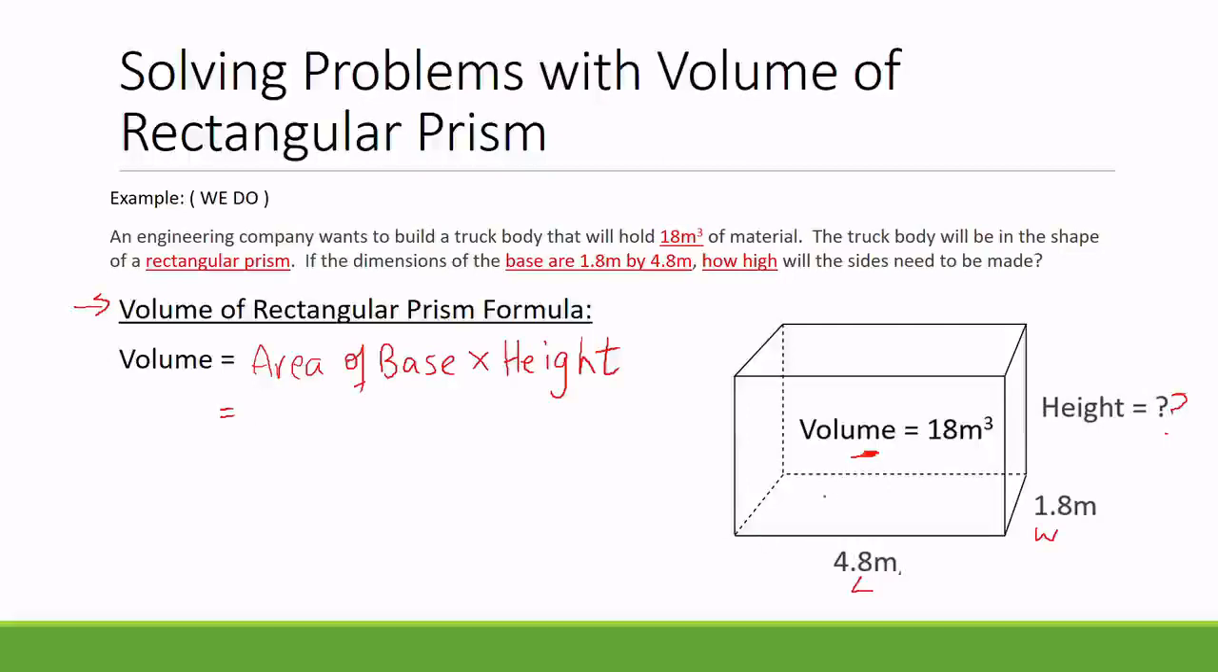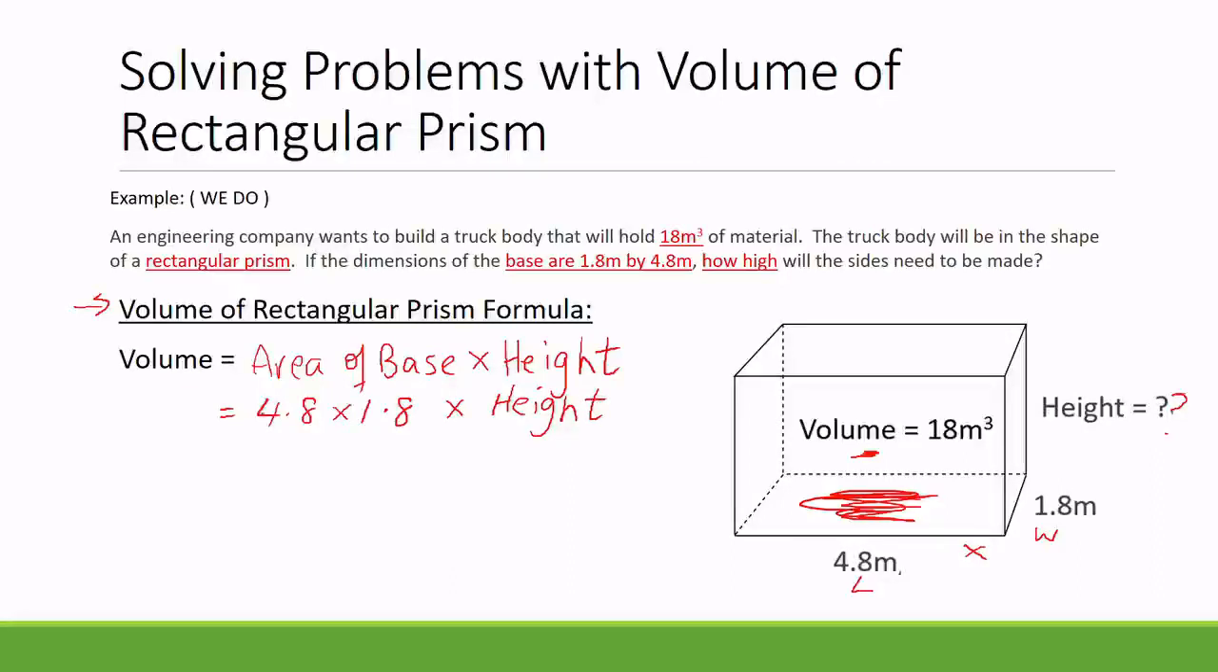If it's a rectangular prism, there's the base right there that I'm just shading in, and it's a rectangle, and we multiply the length by the width. So back over here, I'm going to go 4.8, and I'm going to multiply that by 1.8, and then I'm going to multiply by the height, but I don't know what the height is. So I'm just going to rewrite the height down.